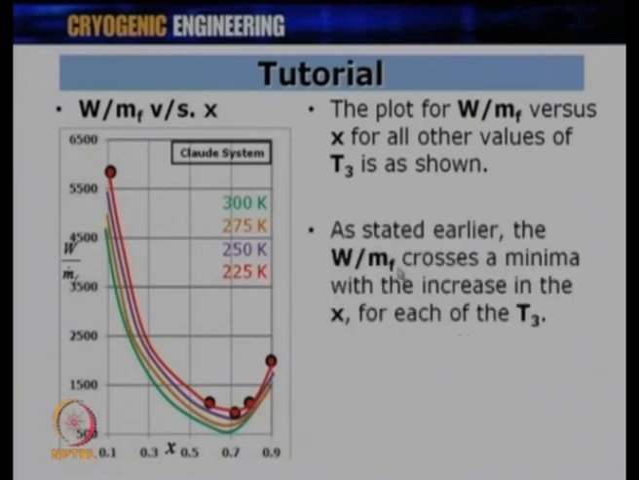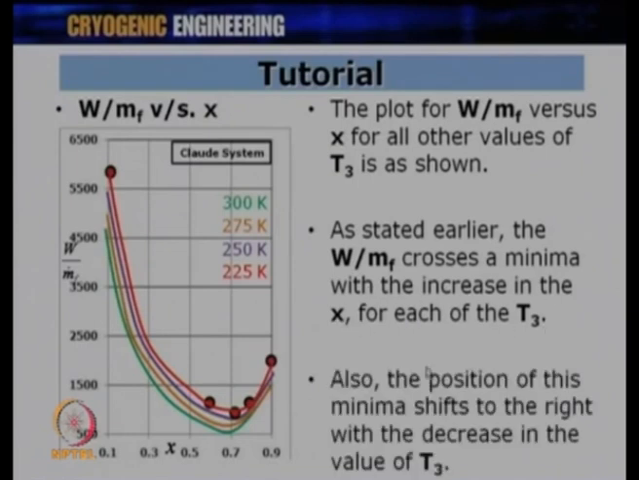As stated earlier, the W by mf crosses a minima with the increase in the value of x for each of the T3 values. Also, the position of this minima shifts to the right. So, my optimum value shifts to the right with the decrease in the value of T3, because my optimum Y happens to be for those respective x values.